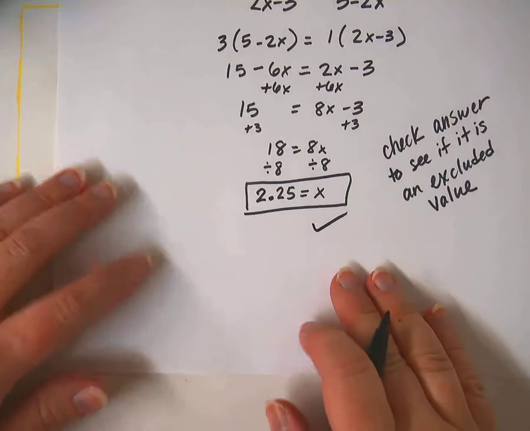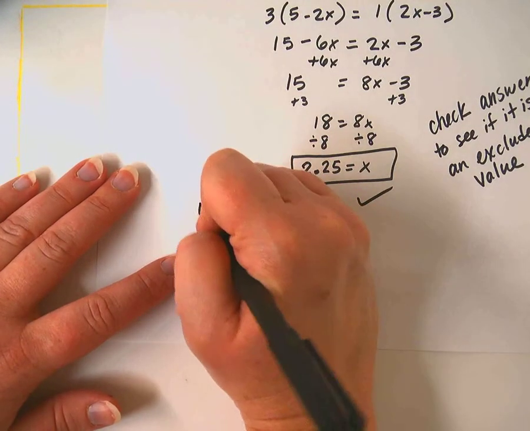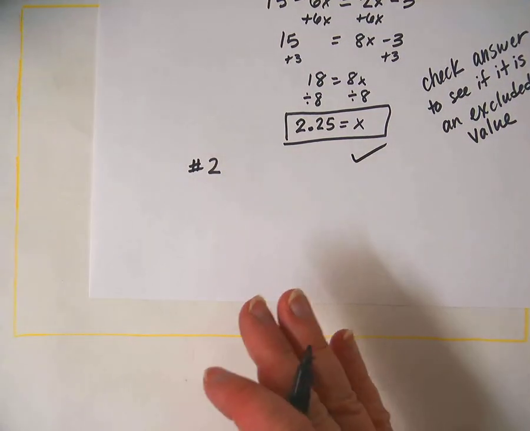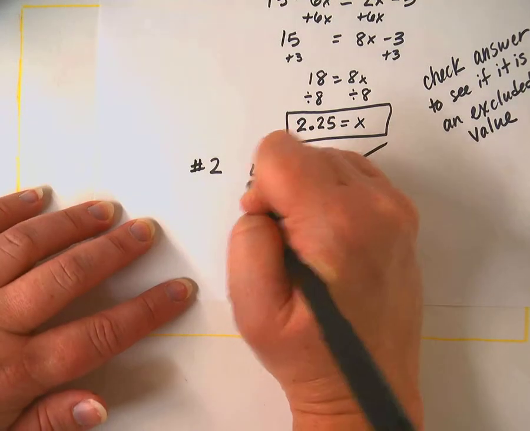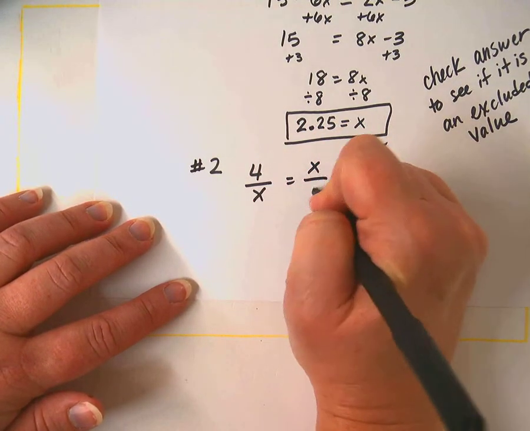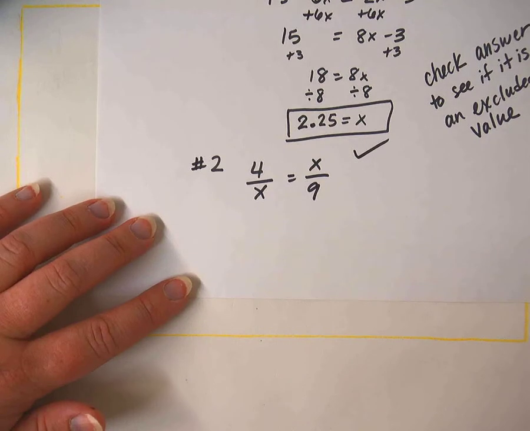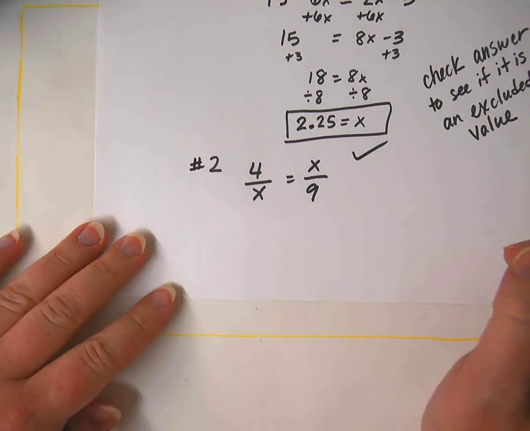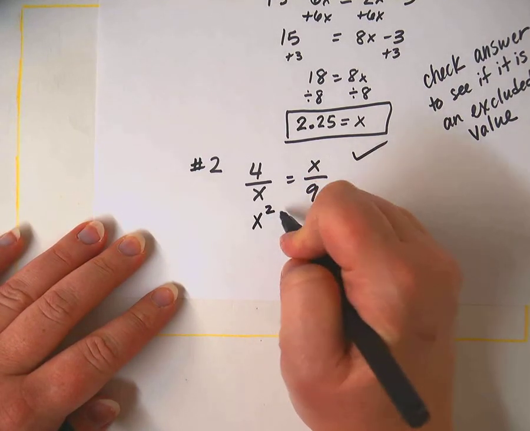Will you guys try one for me? Actually, we'll just do one more together because this one's a little bit weird. 4 over x equals x over 9. Go ahead and cross multiply it for me and tell me what you get. What do you get when you cross multiply it? Dylan. You get 36 and x squared. So x squared equals 36.